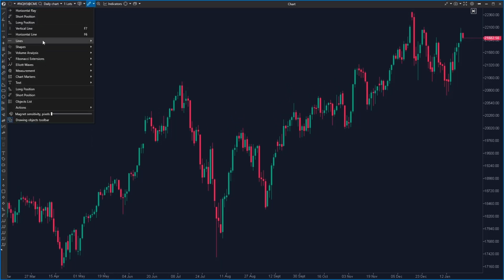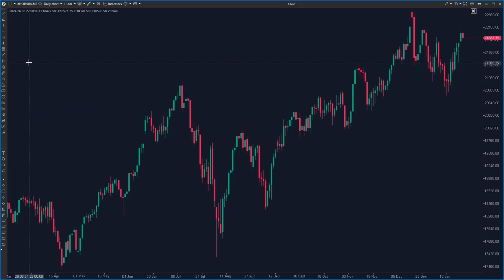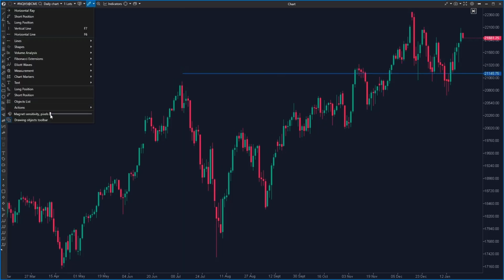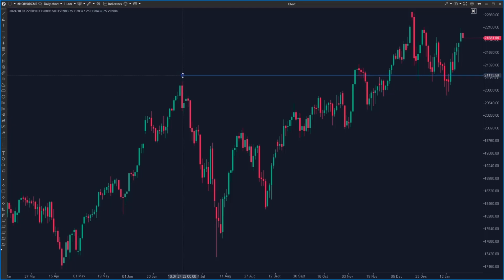We'll use the horizontal ray drawing object and turn on the magnet feature. This will make the line snap automatically to swing highs and swing lows. Let's mark a few key levels and go over some possible trade setups.